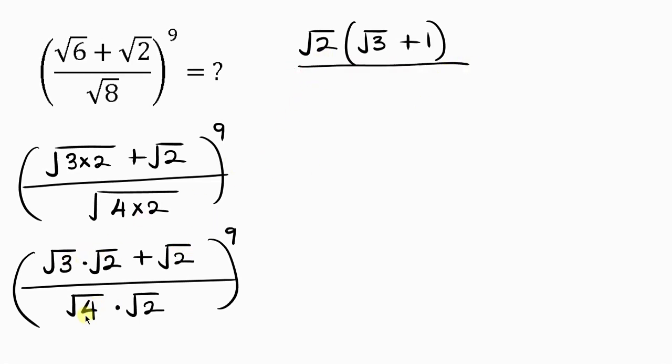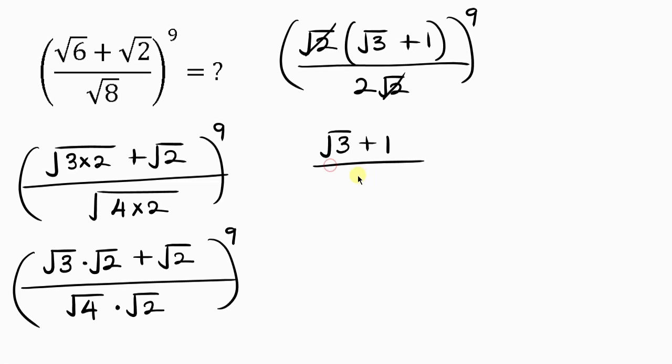Now the denominator, the square root of 4 is 2, times the square root of 2. And this is raised to the power of 9. Now notice that the square root of 2 can cancel out the square root of 2, leaving behind the square root of 3 plus 1, all over 2. And this is raised to the power of 9.